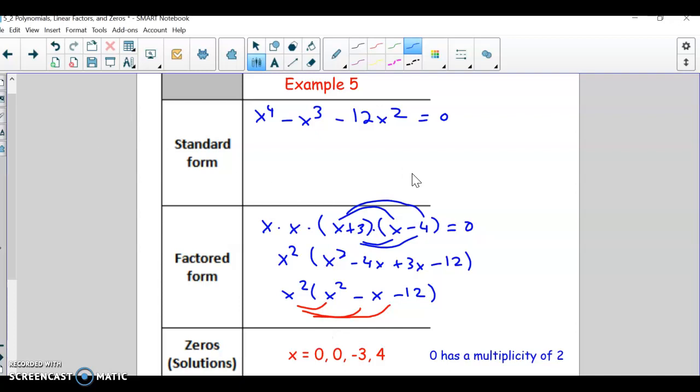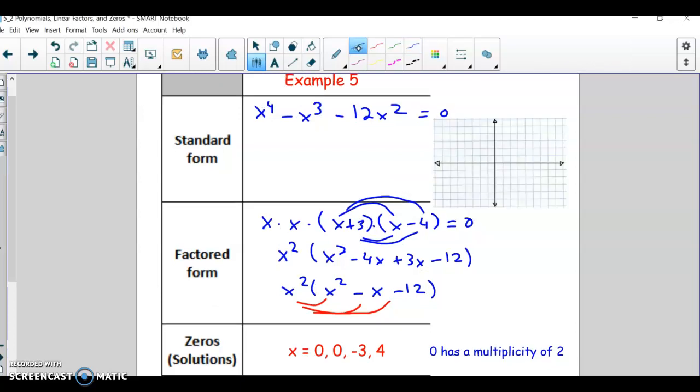Okay, and then to look at the graph quick, this is a weird deal, but basically the solutions will show up on the x-axis. So we're going to have it crossing at 0, -3, and +4. Okay, and then also we learned in the last lesson that multiplicity bounces. So this is a positive x to the 4th, so it's going to have this shape, right? And it's going to be bouncing at 0. So my guess is it's going to look something like that.